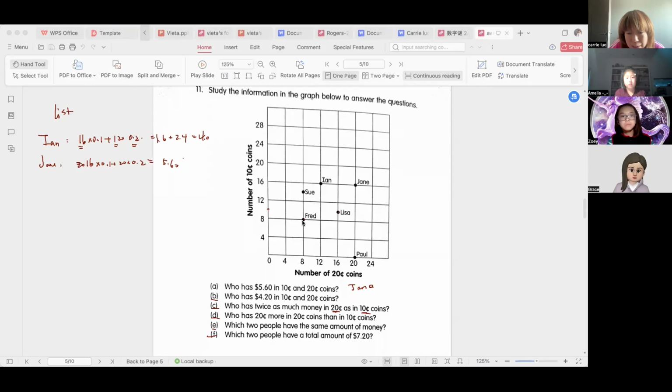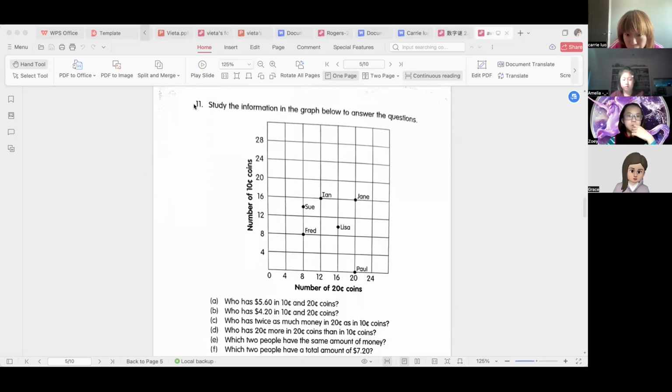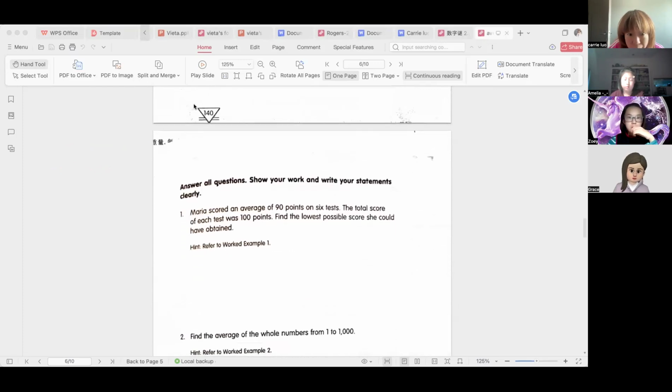So this one is exactly the same. So it's Fred, correct? Because Fred has the same number of 20 cent coins and 10 cent coins, Amelia. So the value will be exactly doubled. Get it? Okay, so this one, if you list together, there should be no problem at all, right? So we're not going to spend time on that.